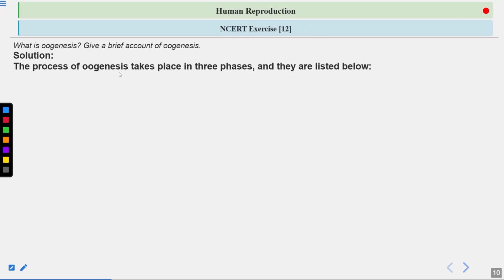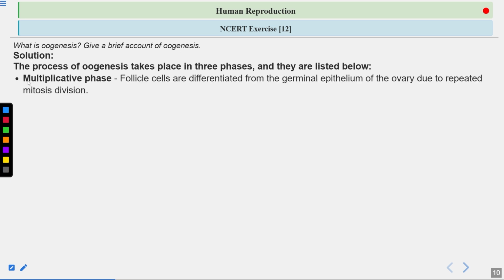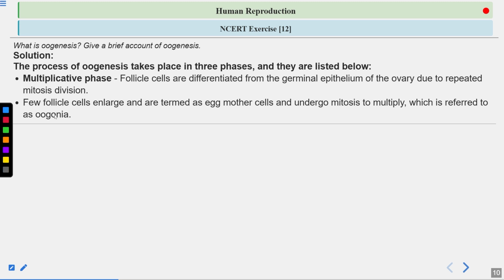Now the process of oogenesis takes place in 3 phases. So what are these 3 phases? First is the multiplicative phase. What happens in the multiplicative phase? The follicle cells are differentiated from the germinal epithelium of the ovary due to repeated mitotic divisions. The follicle cells enlarge and are termed egg mother cells and undergo mitosis to multiply, which is referred to as the oogonia. So basically in the multiplicative phase, oogonia are formed.